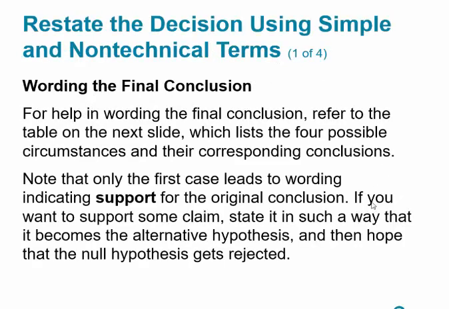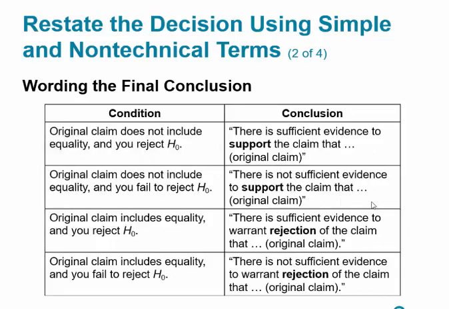Now, wording the final conclusion. For help in wording the final conclusion, refer to the table on the next slide, which lists 4 possible circumstances and the corresponding conclusions. Note that only the first case leads to wording indicating support for the original conclusion. If you want to support some claim, state it in such a way that it becomes the alternative hypothesis and then hope that the null hypothesis gets rejected.